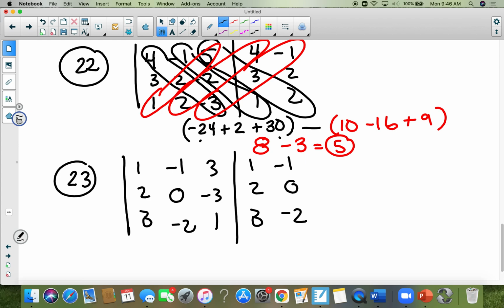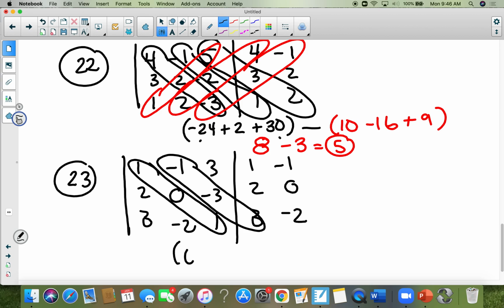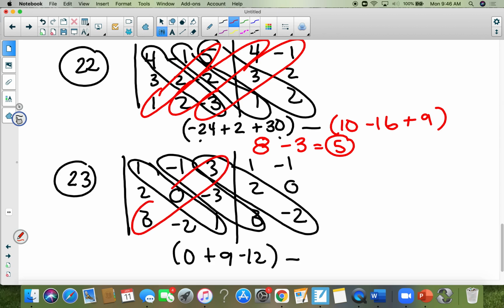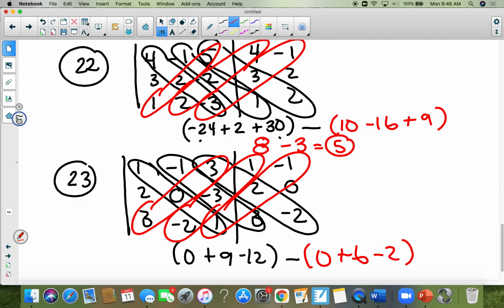And we go in this direction first. 0 plus 9 take away 12 minus 0 plus 6 minus 2, negative 3, negative 4, negative 7.